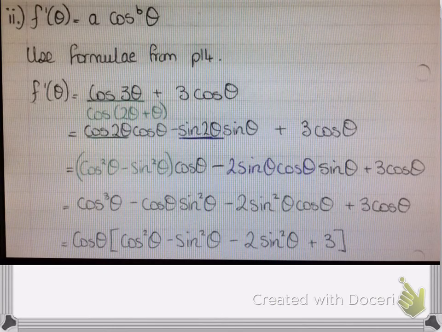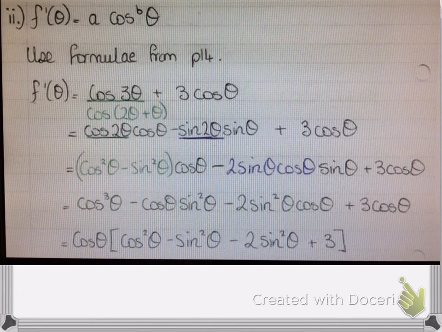Right, so we're going to have to use our formulae from page 14 again in the log tables. Right, so f dash theta was cos 3 theta plus 3 cos theta. We eventually want our answer to come out with a in front of a cos to some power of theta. Okay, so we're going to have to deploy some of our trig identities. Cos 3 theta, you will not get a cos 3 of an angle anywhere.